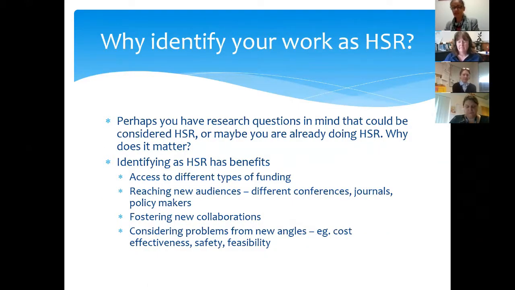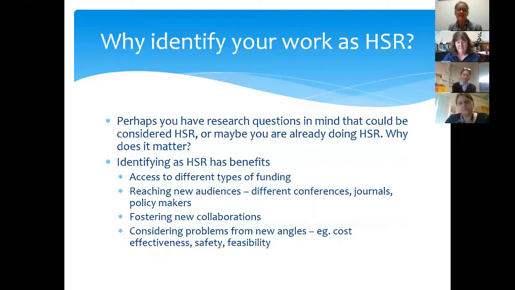Just a few questions to ponder based on some of those examples. A lot of clinicians have research questions in mind that could be considered health services research, or maybe people are already doing health services research, but why does it matter? Why does it matter if you call your project a physiotherapy project, or a stroke project, or a health services research project?